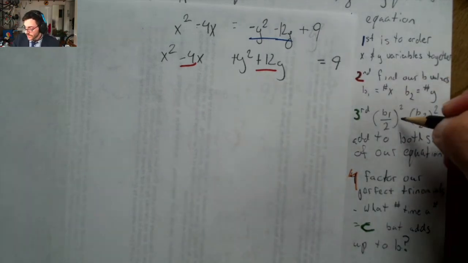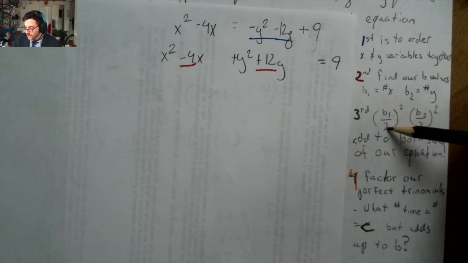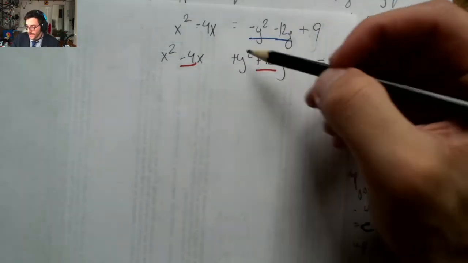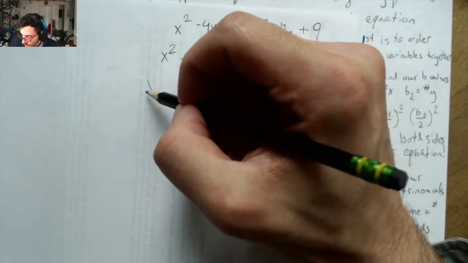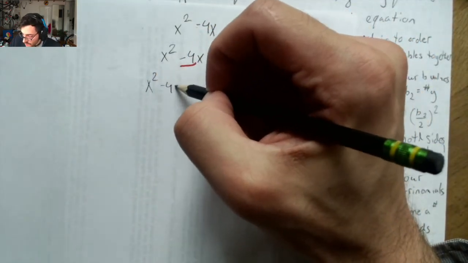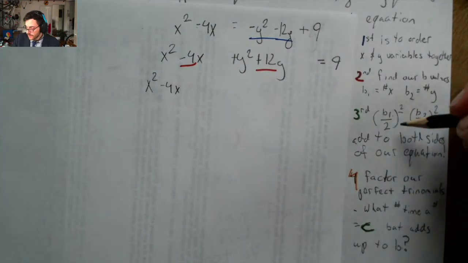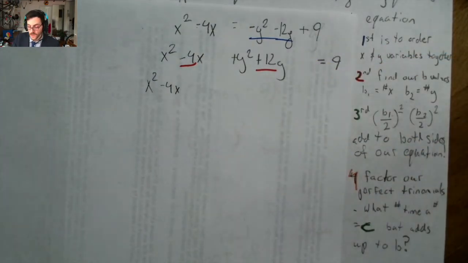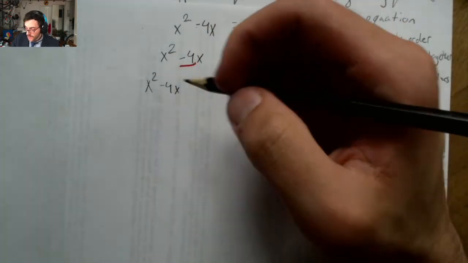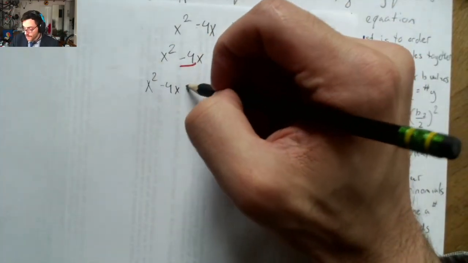Next thing we're going to do is locate our b values, divide it by 2, and then square it and add it to both sides of our equation. In this particular one, we're going to have x squared minus 4x, negative 4 divided by 2 times 2. So negative 4 divided by 2 gives us negative 2. Negative 2 squared gives us positive 4.